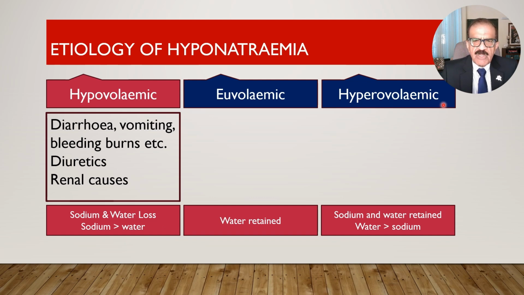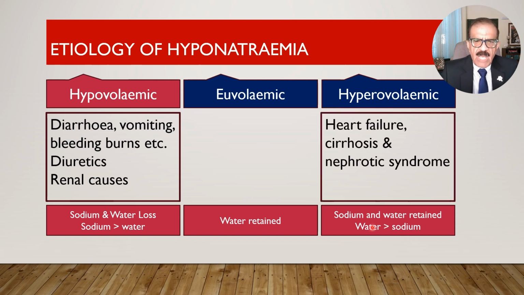Then let's talk about this condition, hypervolemic hyponatremia. Here sodium and water both are retained, both are in excess, but water is more than the sodium, just opposite of this. So as a result, because water is more as compared to sodium, there would be hyponatremia, and this can be seen in heart failure, cirrhosis, nephrotic syndrome, and this condition is usually complicated because these patients may be taking diuretics. They are also natriuretic substances, so they may be losing sodium more than the water. So this is how you differentiate between different conditions.